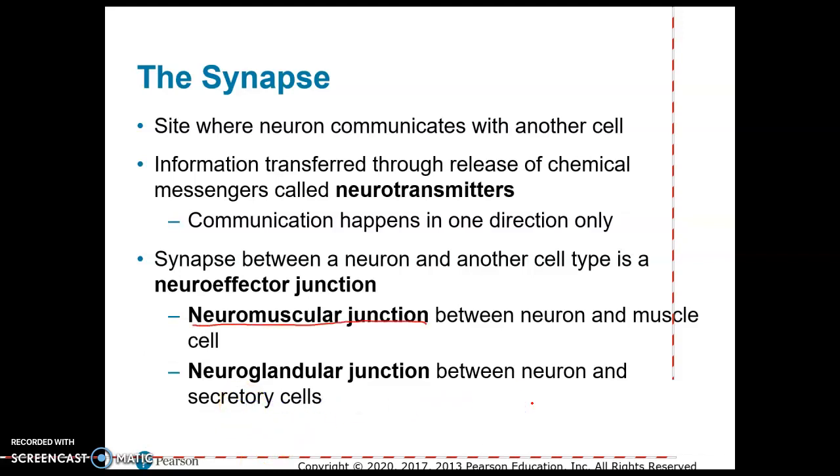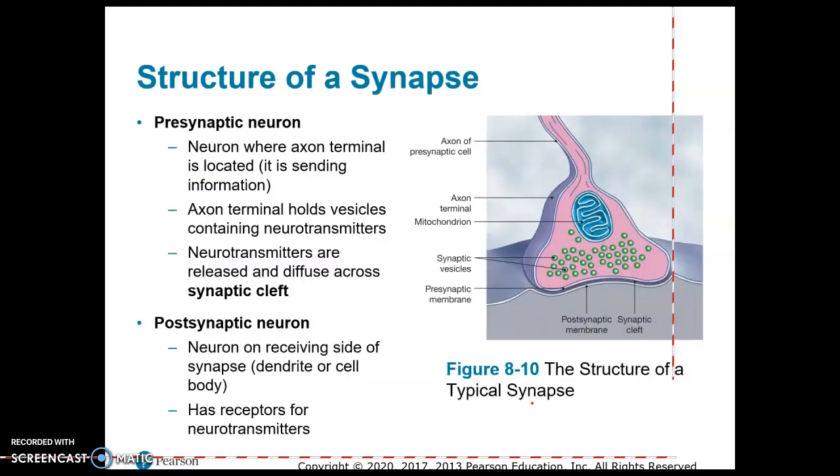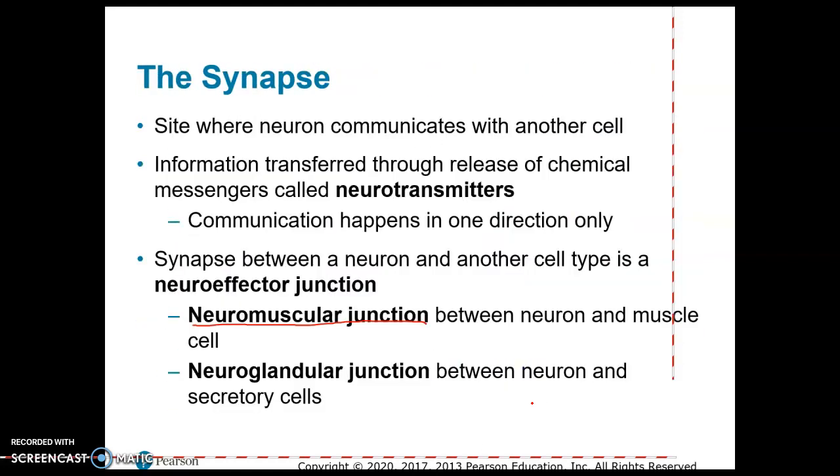But sometimes the target is a gland, sometimes it's a cardiac muscle or a smooth muscle, in which case it's still called a neuromuscular junction. But sometimes it's a gland and it would be called a neuroglandular junction. And then I think it's neuroneuronal. Let me see. It doesn't say. But you can also have a target that's a neuron. We're not going to go into that because it's not in the notes.